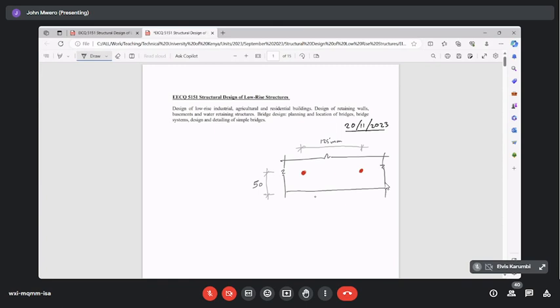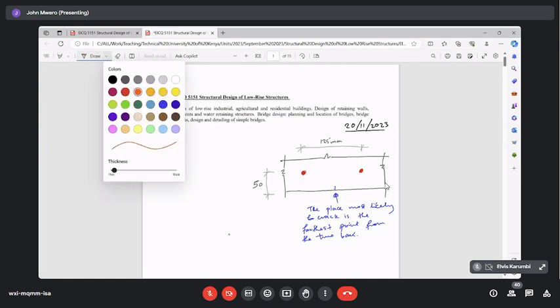The place most likely to crack is the farthest point from the two bars. So it's somewhere there. I'll write a note here: the place most likely to crack is the farthest point from the two bars. That's where we want to calculate how much cracking would occur, because that's where the worst case cracking would occur in this structure. And the distance from the bar to that point is referred to as ACR.